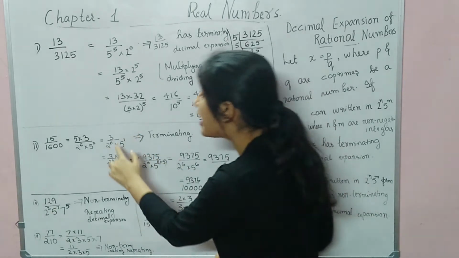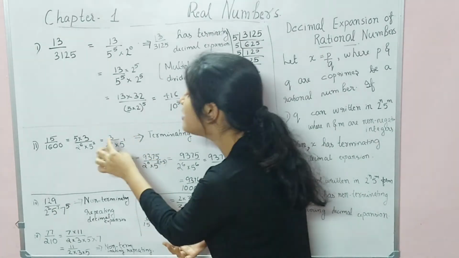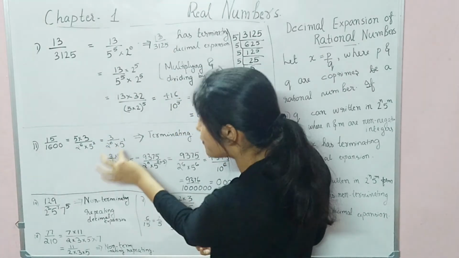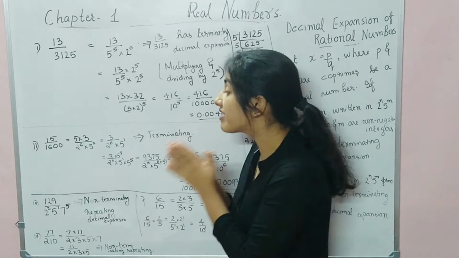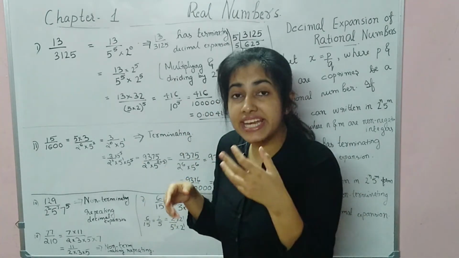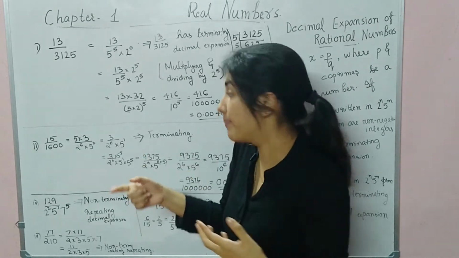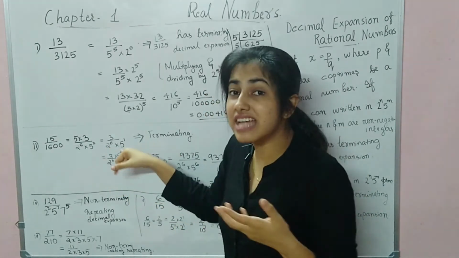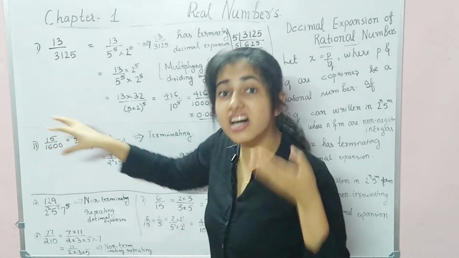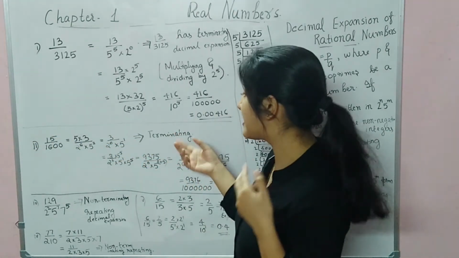So here P and Q are co-primes and the prime factorization of Q is 2 raised to 6 into 5 raised to 1. The prime factorization of Q is of the form 2 raised to n into 5 raised to m. Therefore, this rational number has a terminating decimal expansion.